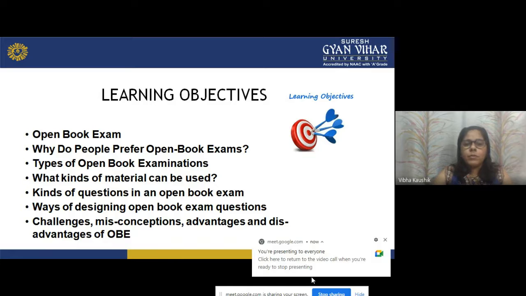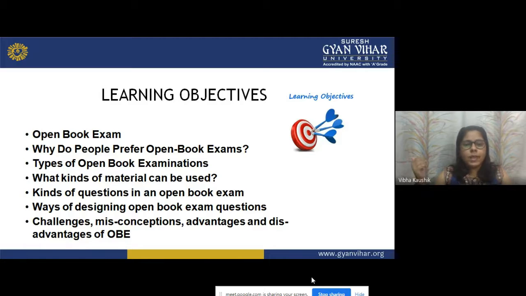Why do people prefer Open Book exams? Why are people preferring Open Book exams in comparison to closed book exams? Types of open book examination. What are the different types of open book examination? What kind of material can be used? What kind of material can be used for open book exams?